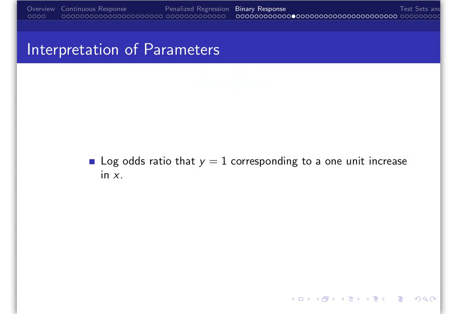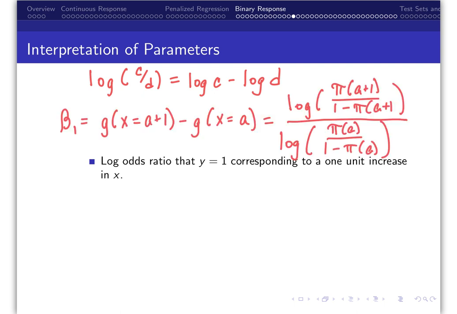Beta 1 can also be interpreted as the log odds ratio that y equals 1 corresponding to a 1-unit change in x. Recall that the log of c over d equals log of c minus the log of d, so we can write our expression in this format. Both the numerator and the denominator are odds, so you have an odds ratio in the interior, so we have a log odds ratio. So exponentiating, we get the odds ratio.